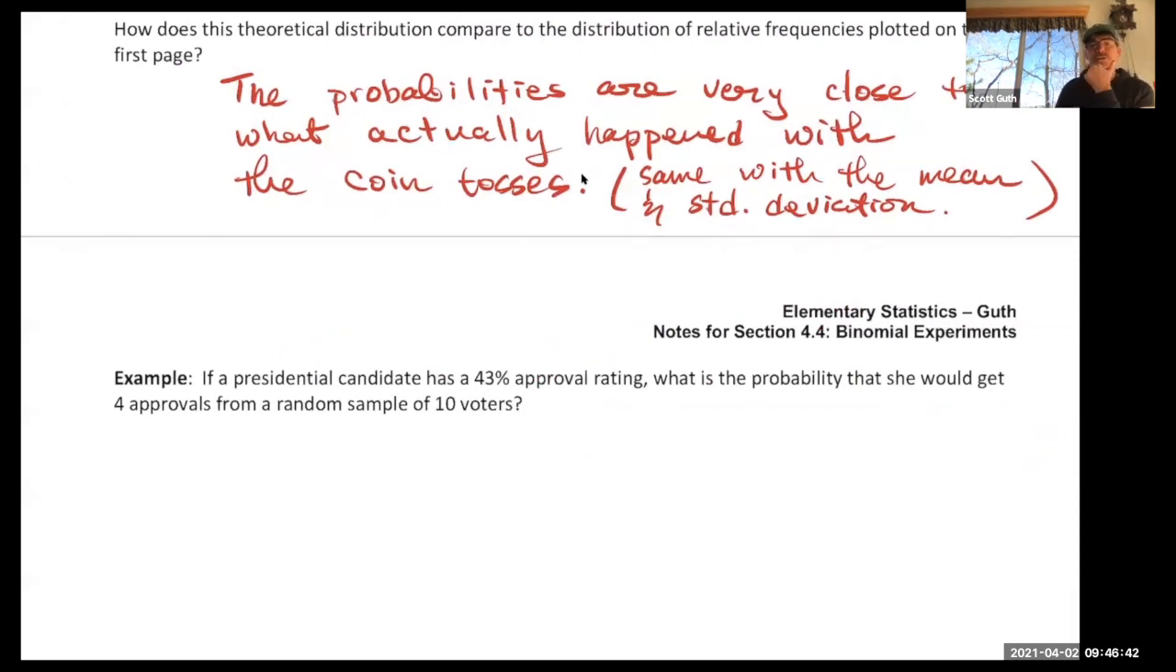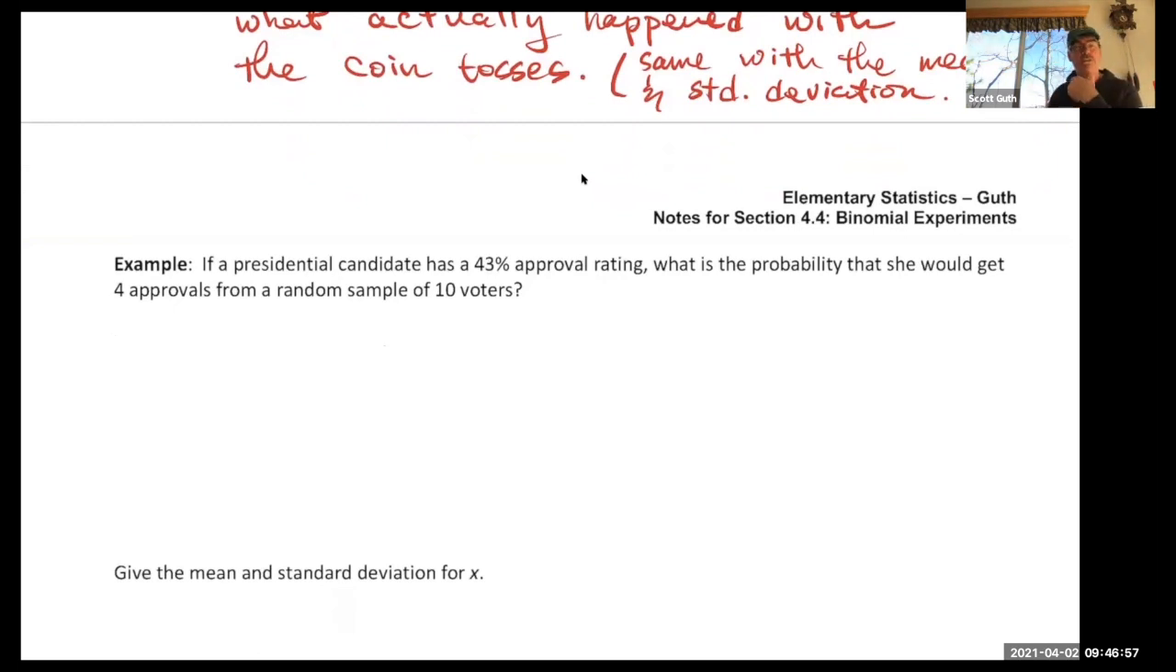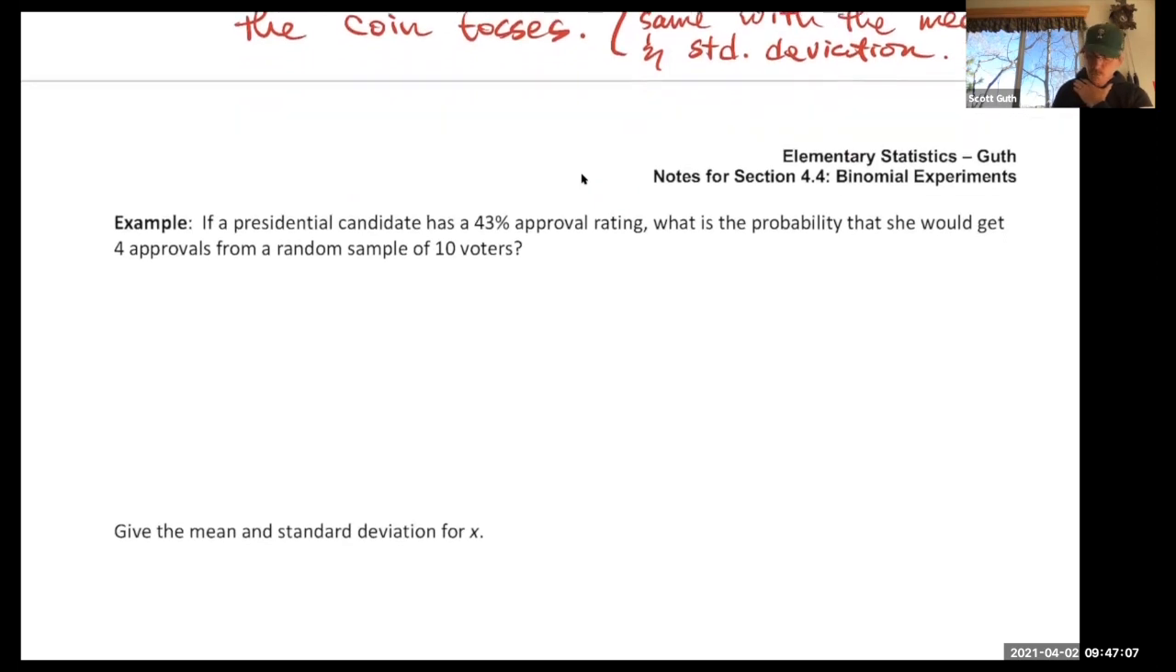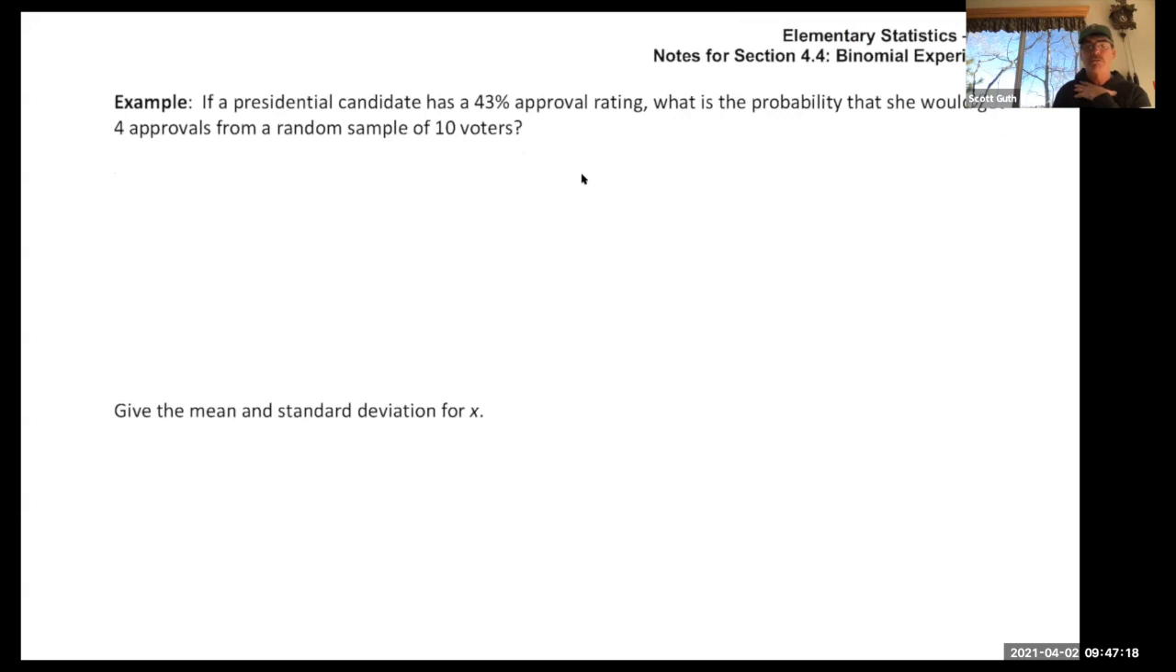the next part is a bigger one. I want you to see how this works in polling. I have a simple little problem here, but these come back when we start studying polling. I want you to see how this fits in the larger theory of working with categorical variables like successes and failures, or approvals or non-approvals of a candidate. This question says: if a president has a 43% approval rating, what's the probability she would get 4 approvals in 10 voters?